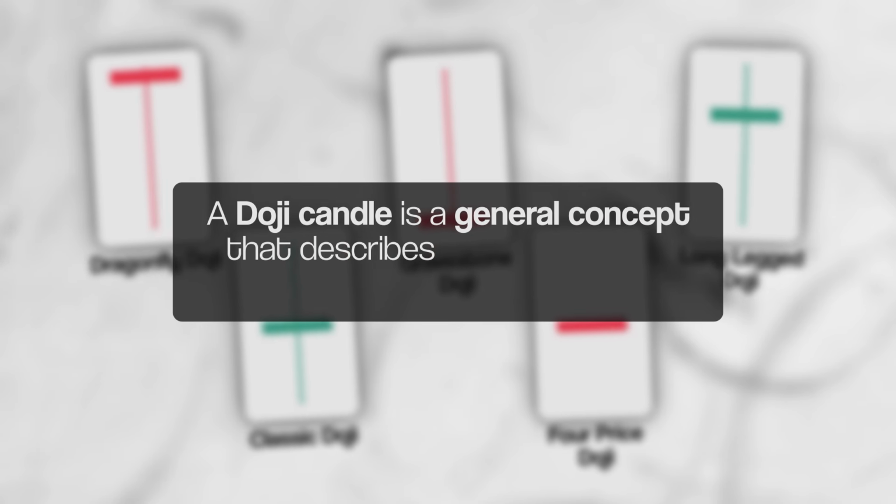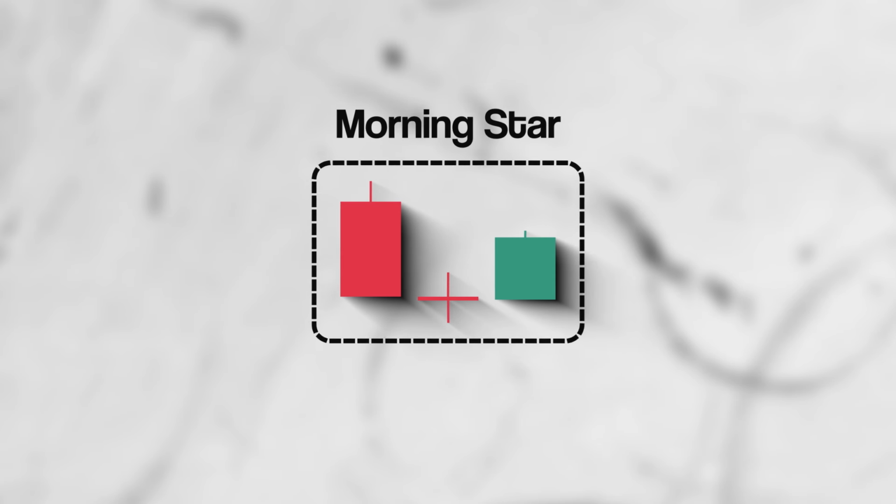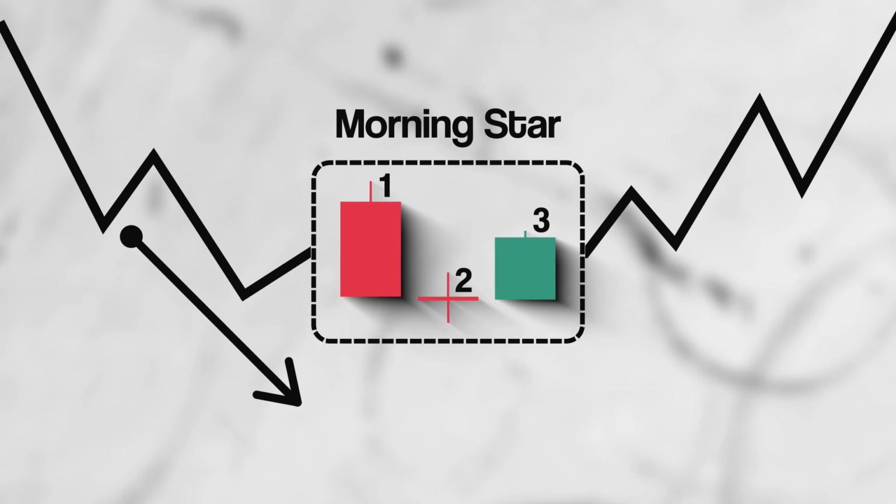A doji candle is a general concept that describes a candle with an extremely small body. Let's move on. The next pattern is the Morning Star. This pattern consists of three candles and signals a potential trend reversal from bearish to bullish.